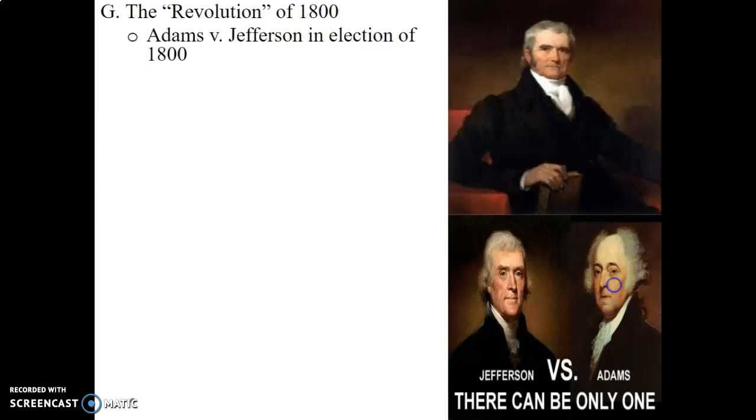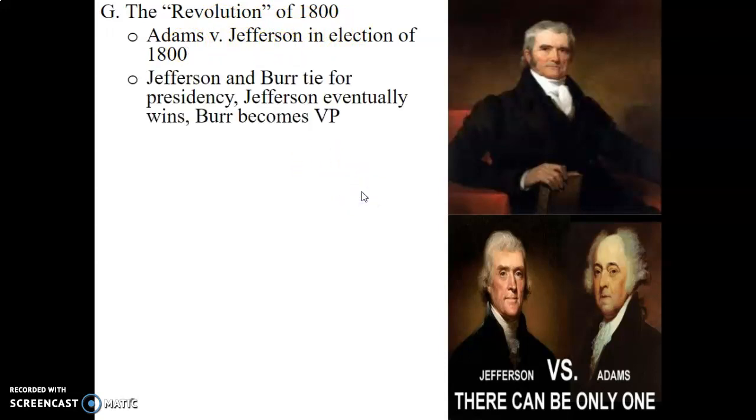We have the Revolution of 1800. The reason it's called the Revolution of 1800, not because there was any fighting or any war, is basically because there was a transfer of power. We went from a federalist government, because Adams was the second president after Washington, to a democratic republican one. Jefferson and Burr tie for presidency. Jefferson eventually wins and Burr becomes vice president. Remember, back in the day, the person that loses becomes VP.